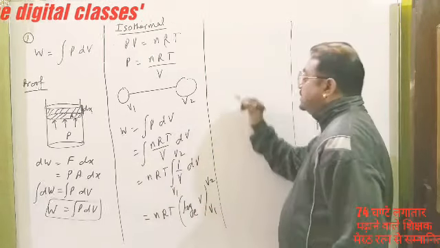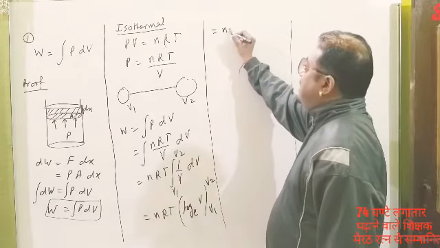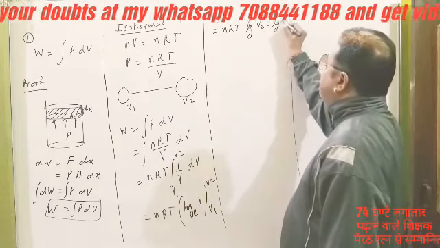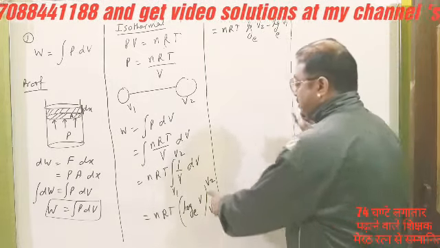Log base e. Now put the values. What do we get? nRT times (log V2 minus log V1). Firstly we put the upper limit, then we put the lower limit.